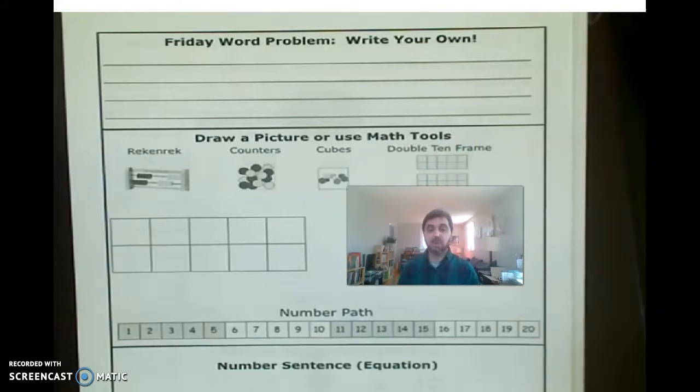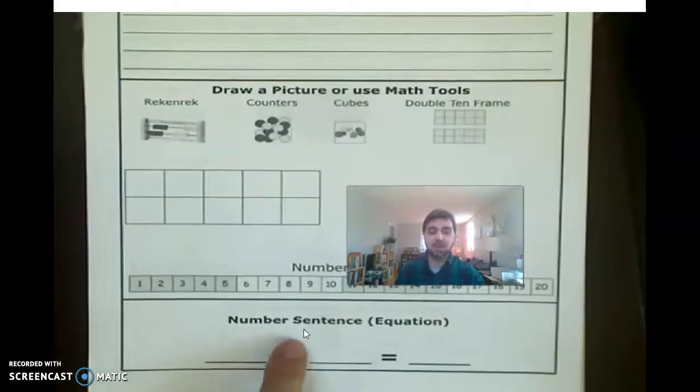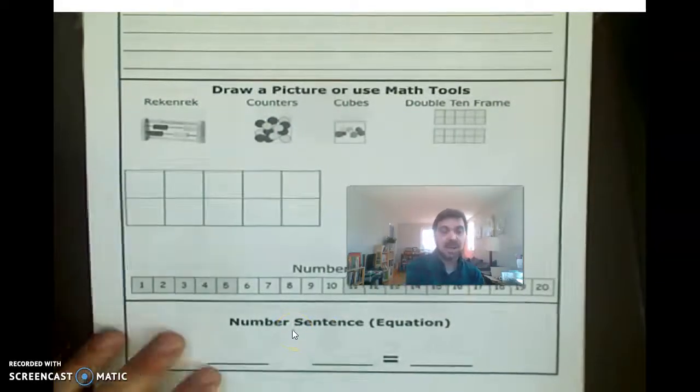You can make up whatever you want, and you want to go ahead and solve it and write down your number sentence.